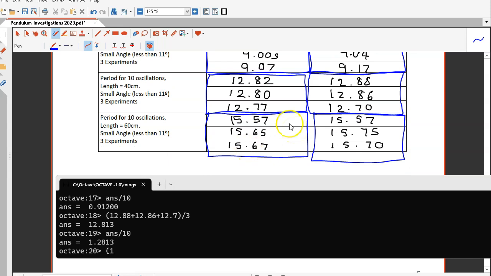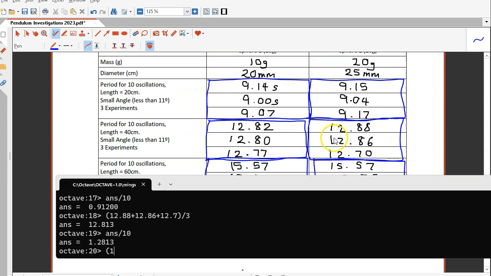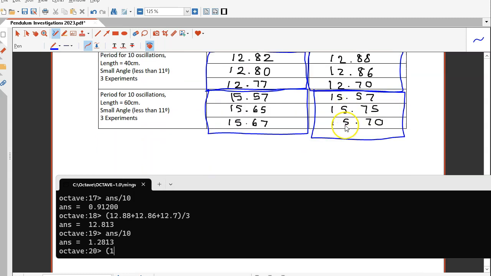So to find the average of the measurements for sphere 2 at a length of 60 centimeters, we've got 15.57 plus 15.575 plus 15.7. Okay, and then we're going to divide that by 3. That's the average, and then divide that by 10. And we've got 1.57.